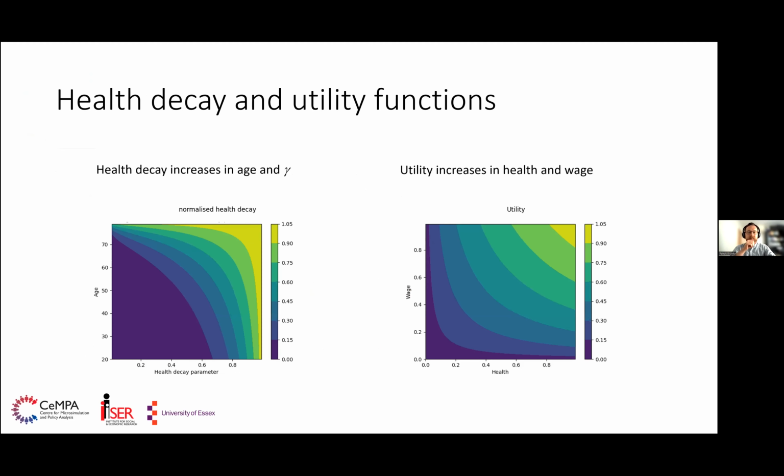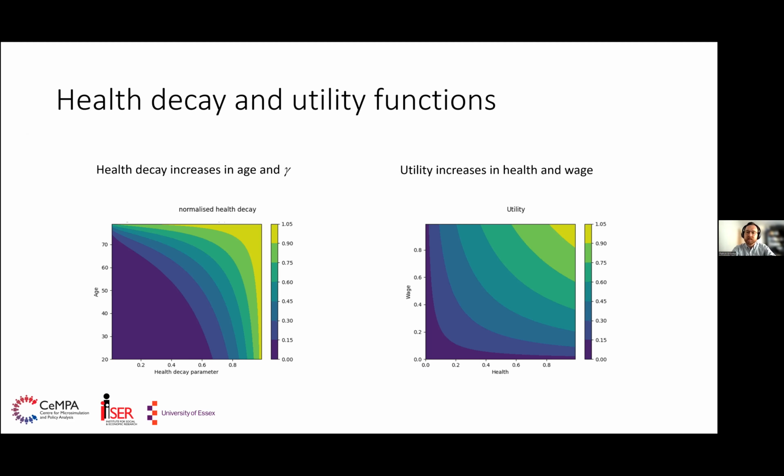Just to visualize how this looks, on the left-hand side we can see the value of the health decay that we subtract from health when it evolves, and we can see that it increases in health, in age, and it increases in this health decay parameter gamma. So older individuals lose a higher proportion of their health each period.